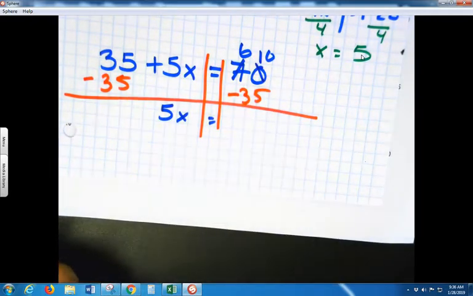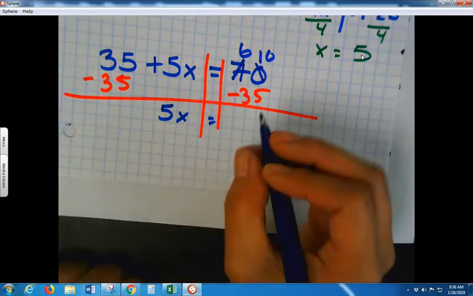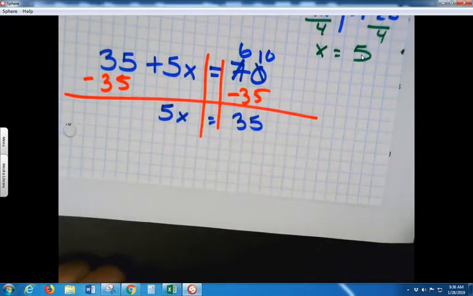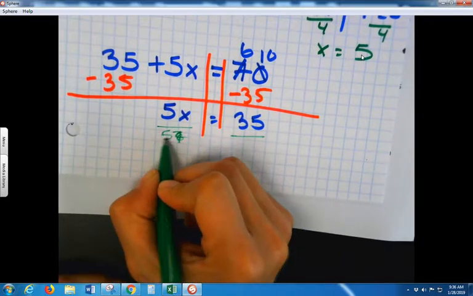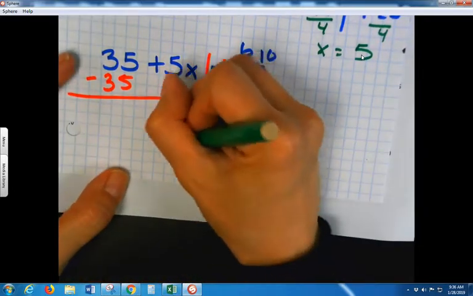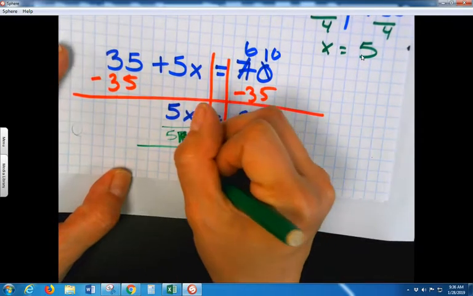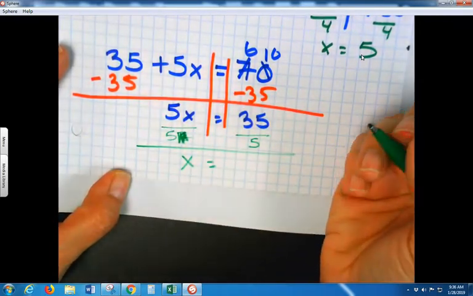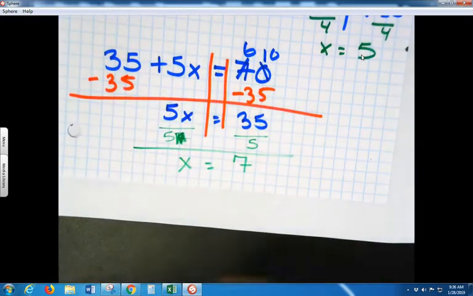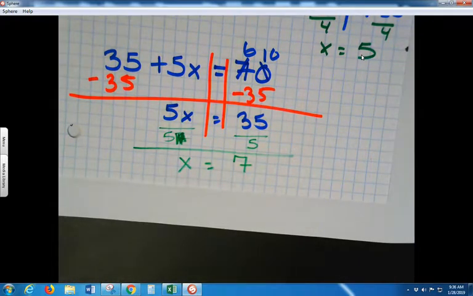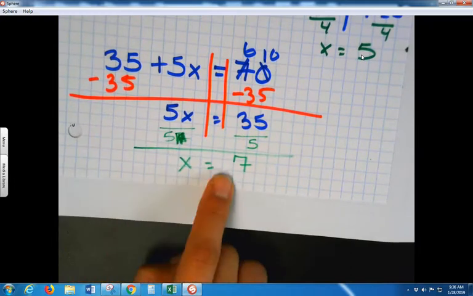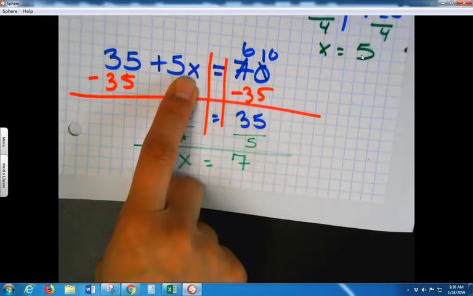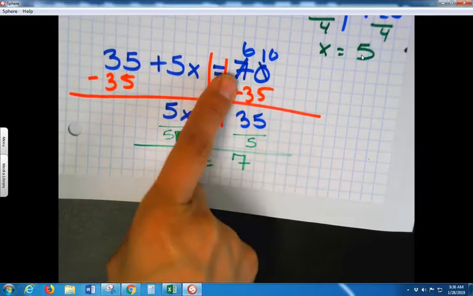What's 70 minus 35? 35. Oh, well, there you go. What's next? This leaves you with 1x. 35 divided by 5? 7. Done. What does this mean? This means you plug it back in, and this side should equal 70. 5 times 7? 35. Plus 35? 70. Oh, done. We're good.